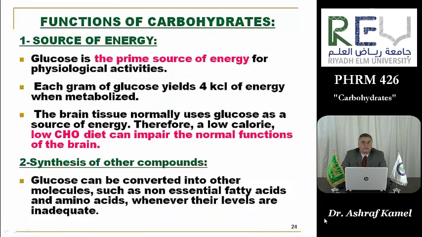Functions of carbohydrates. First, it is the source of energy, the main source of energy to the body. Each gram of glucose can yield 4 kilocalories of energy when metabolized. The brain tissue normally uses glucose as a source of energy. Therefore, a low-calorie, low-carbohydrate diet can impair the normal functions of the brain. Synthesis of other compounds. Glucose can be converted into other molecules such as non-essential fatty acids and non-essential amino acids whenever their levels are inadequate.